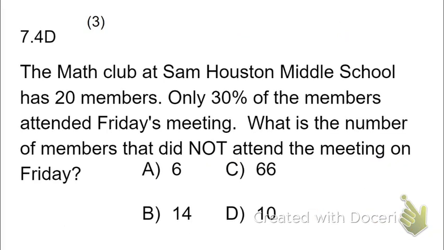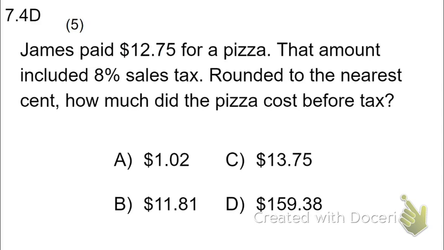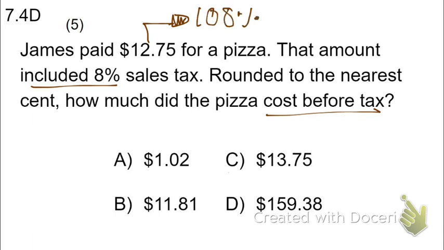For the next question, James paid $12.75 for a pizza. That amount included 8% sales tax. So round to the nearest cent how much you paid before tax. So that means that this being 100% of the price, actually this price is not 100% because this included the sales tax, so it's actually 108%, and 100% of the price would be the amount before tax.